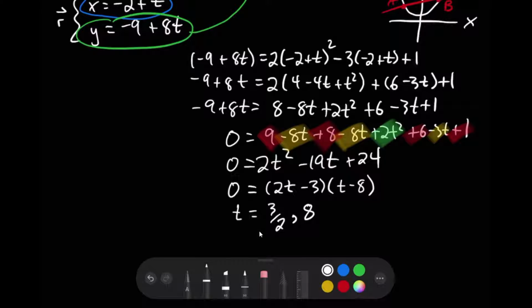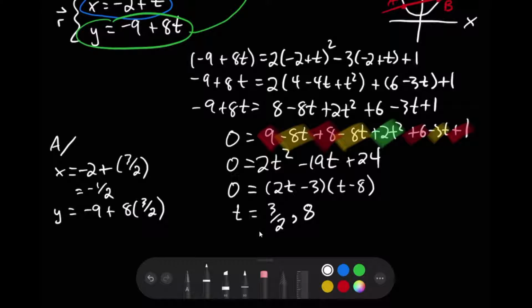So we're just going to sub these points back into our parametric equations to find them. So point A is going to be at x is equal to -2 plus, we're going to use our t value of 3 over 2. So -2 plus 1.5 is -0.5. And my y value is going to be -9 plus 8 times t, which is 3 over 2. So -9 plus 8 times 3 over 2 gives us 3. So A is at the point (-0.5, 3).